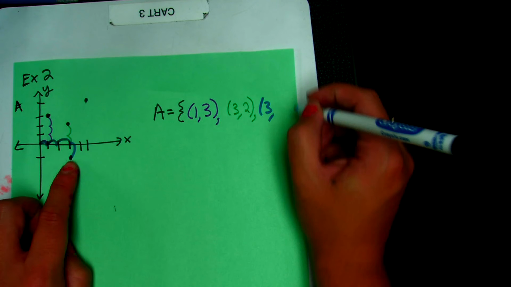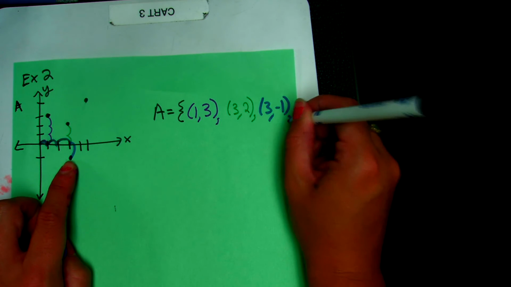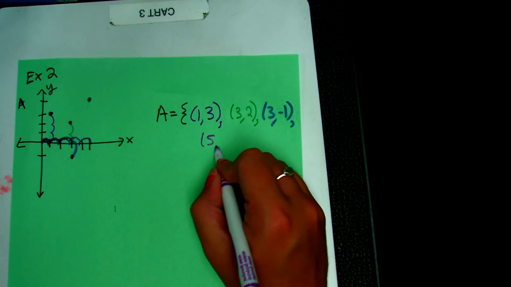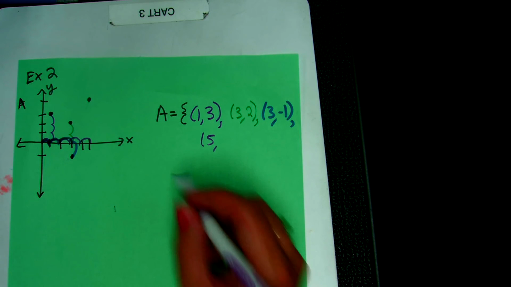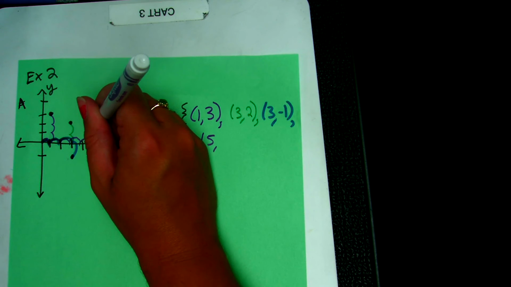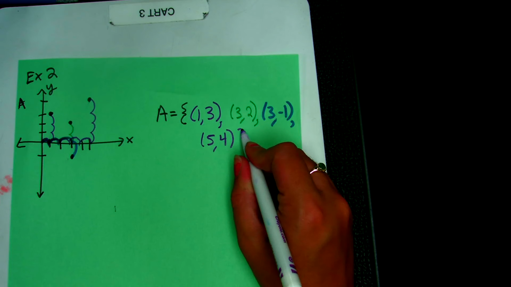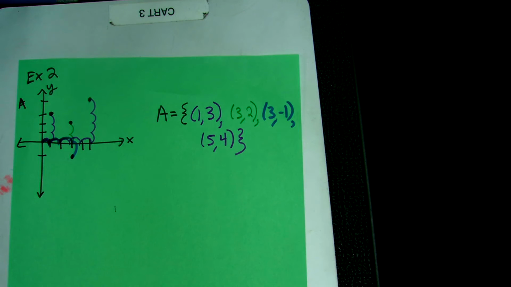Then we'll do the same thing down here. We go 1, 2, 3, positive 3 to the right, but then we're going to go down 1 or -1 for our y coordinate. And then our last coordinate, we have 1, 2, 3, 4, 5 to the right. So our x coordinate is 5. And then we go up 1, 2, 3, 4. So that's positive 4 for our y coordinate. And then we're going to close our set because we have all of our ordered pairs. And now we have named our relation.